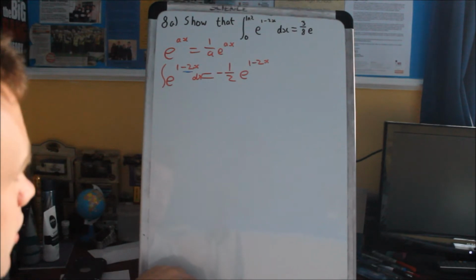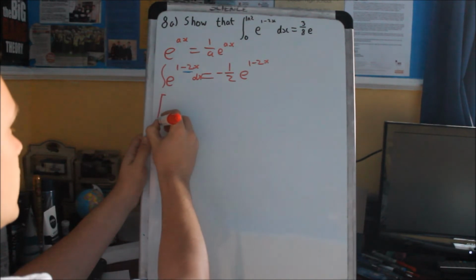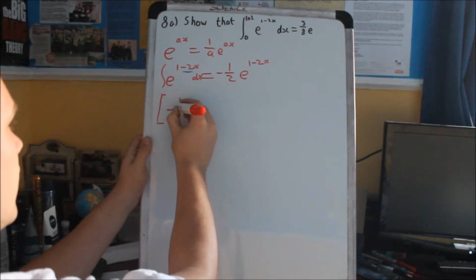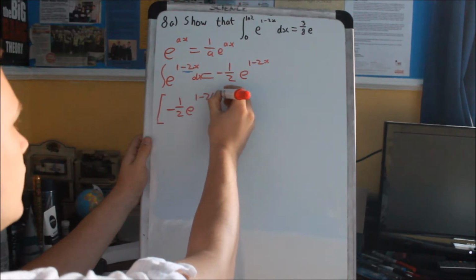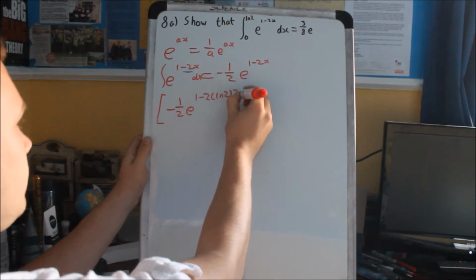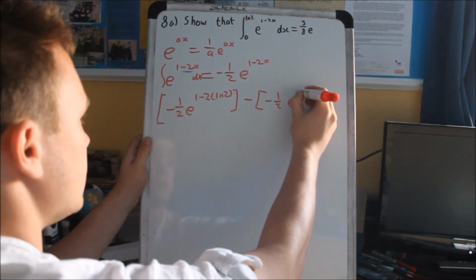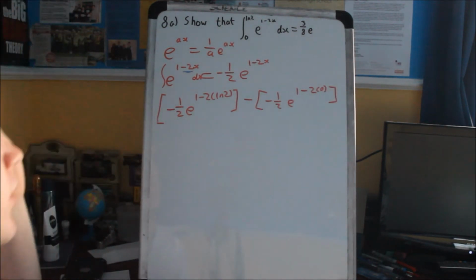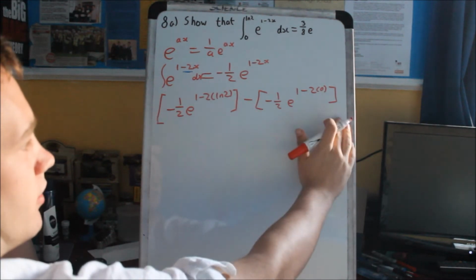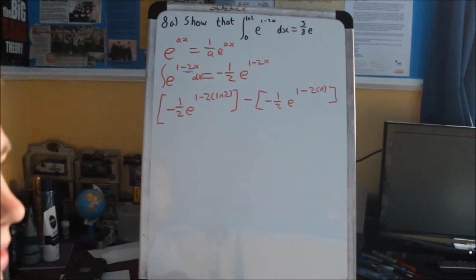Now that we've done that, we need to do what we normally do for integration, and do it between the 2 points. So first we put in minus a half e to the 1 minus 2 lots of natural log 2. And then we minus the other bracket, which is minus a half e to the 1 minus 2 lots of 0. So this bracket is going to be easy. We can deal with that in a minute. This bracket is where there's going to be errors, or more likely to be errors.